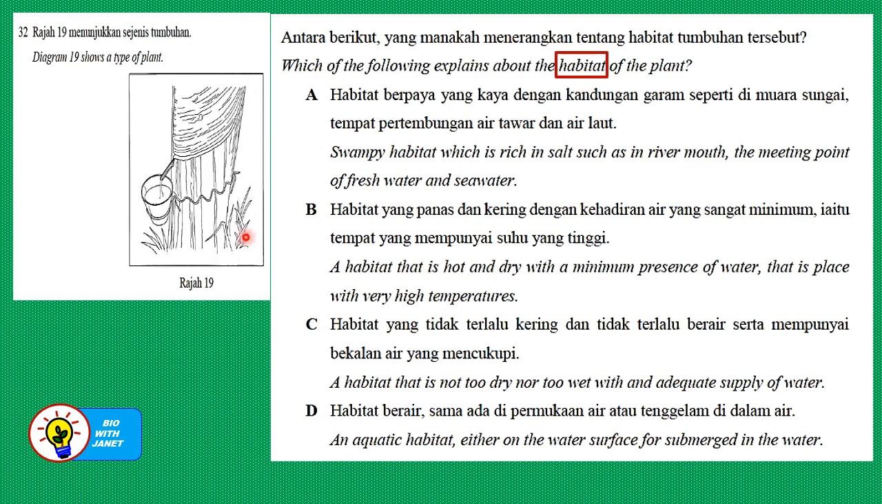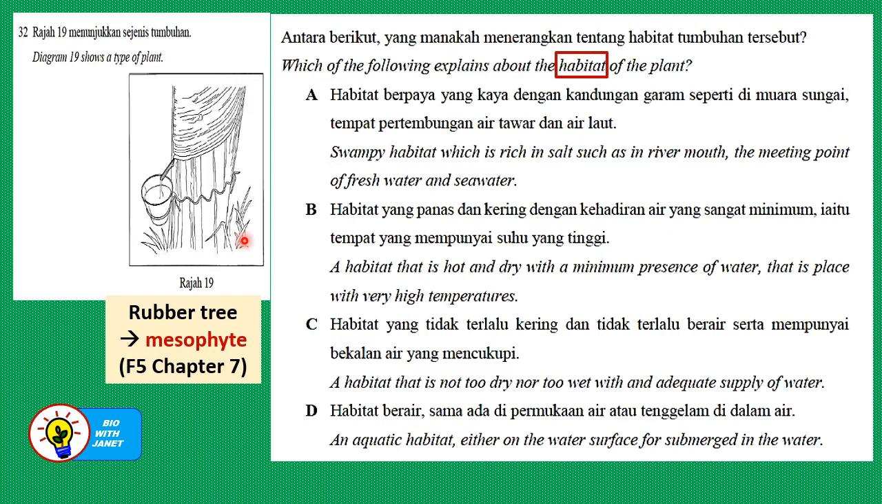So if you look at this plant, it's very easy to recognize that it is a rubber tree, right? And a rubber tree is a mesophyte, which lives in a habitat that is not too extreme. The conditions are not too extreme. Okay? So the answer should be C. A habitat that is not too dry, not too wet, and it has an adequate supply of water.